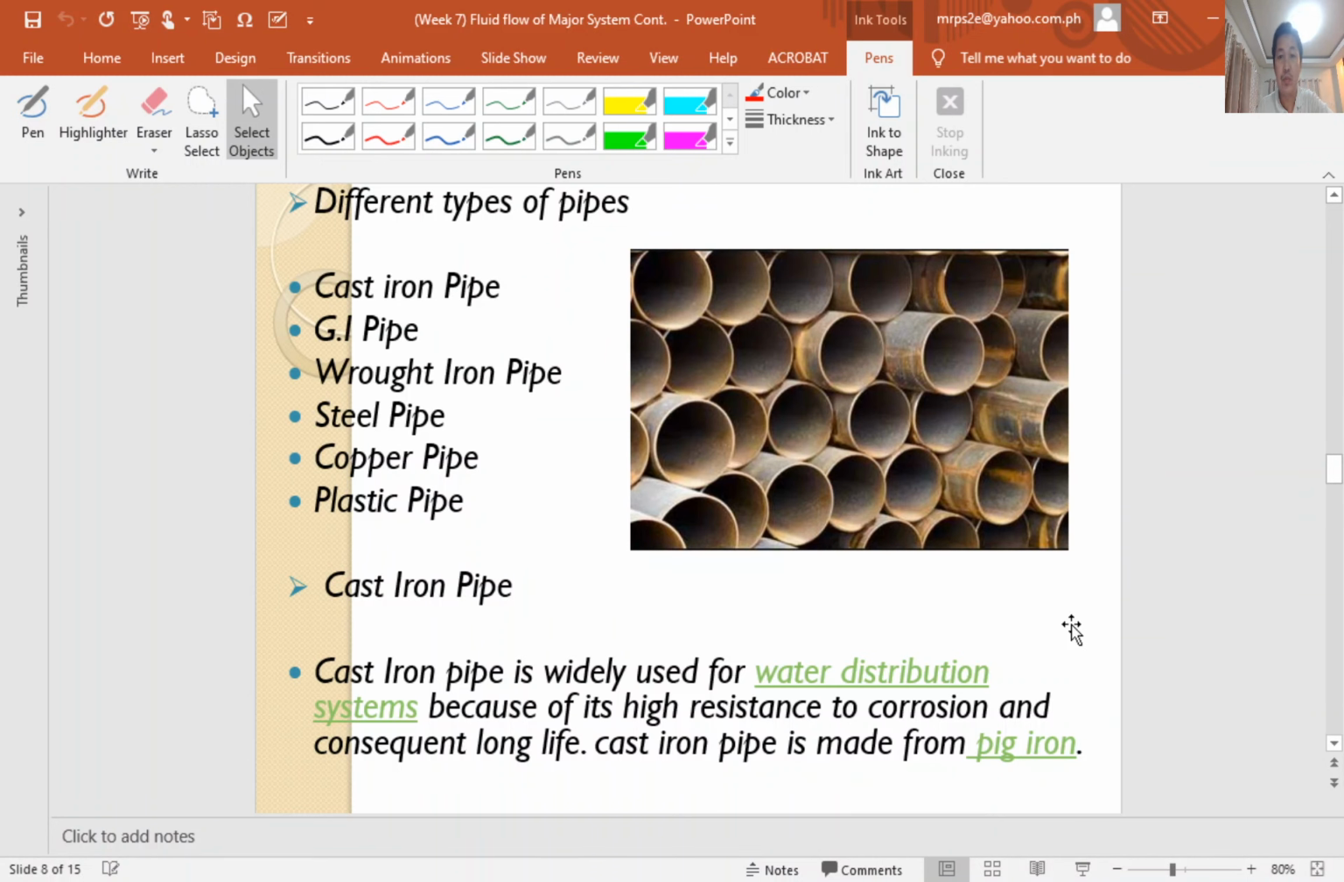As explained here, this is used for water distribution systems, either seawater or fresh water, for as long as it is a water distribution system.